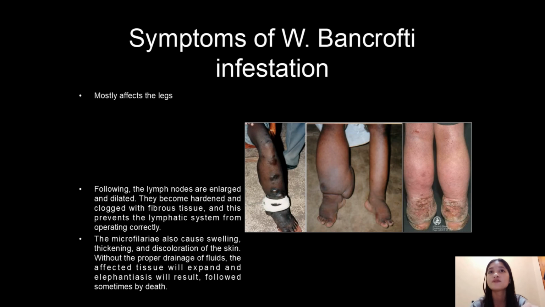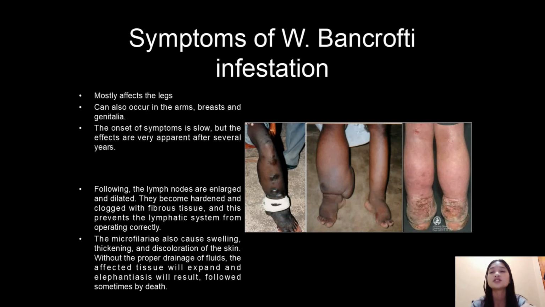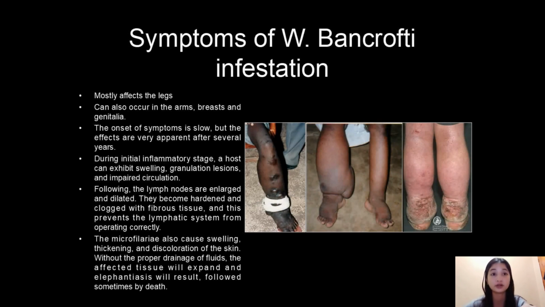So, symptoms of Bancrofti. Mostly, it affects the legs. It can also occur in the arms, breast, and genitalia. The onset of symptoms is slow, but the effects are very apparent after several years. During initial inflammatory stage, a host can exhibit swelling, granulation, lesions, and impaired circulation. Following, the lymph nodes are enlarged and dilated. They become hardened and clogged with fibrous tissue, and this prevents the lymphatic system from operating correctly.